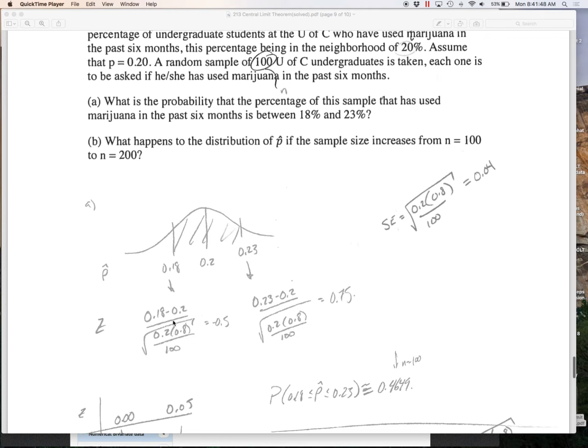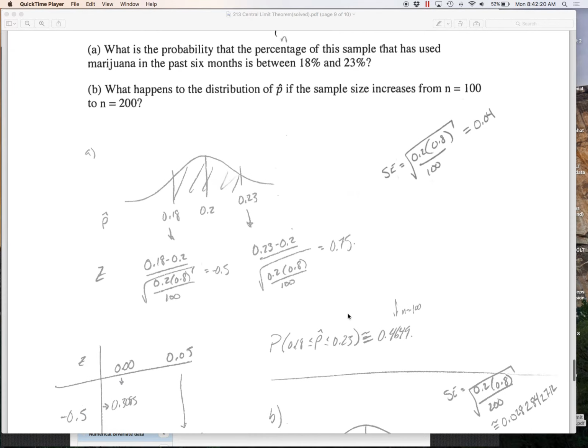Here, we're going to take 18 and transform it into a z-score. We do that by taking this value 18, subtracting the middle, all divided by the square root of the middle times 1 minus the middle, divided by n, which is 100. This gives us the z-score, or z-value. Then we can also convert the 0.23. Again, subtract its middle, and divide by the standard deviation of the sampling distribution. So I get this z-score, and I also get that z-score.